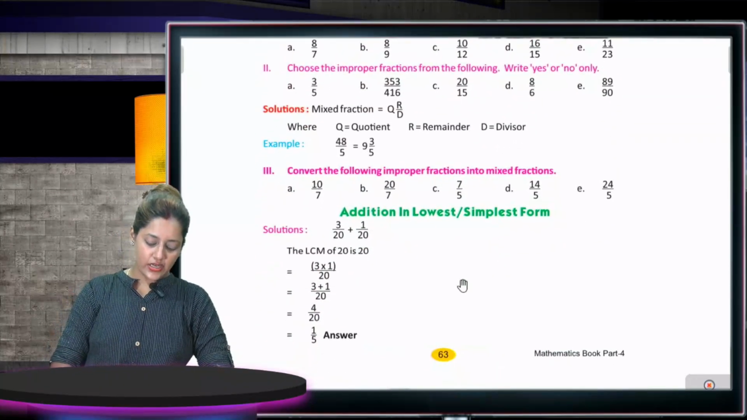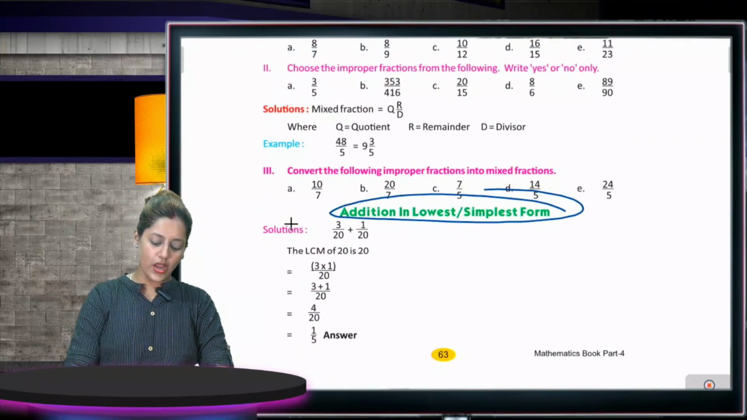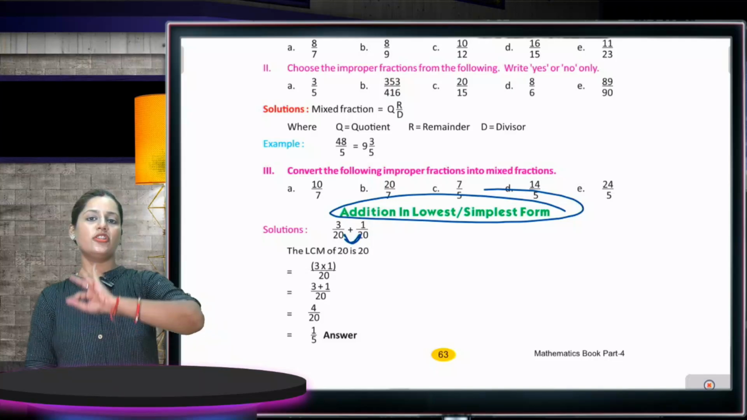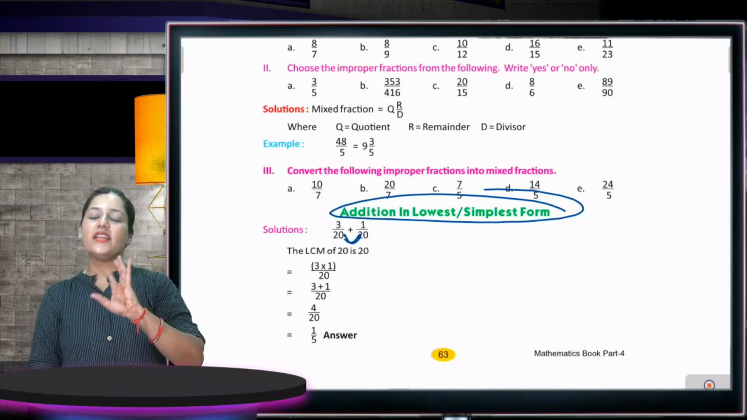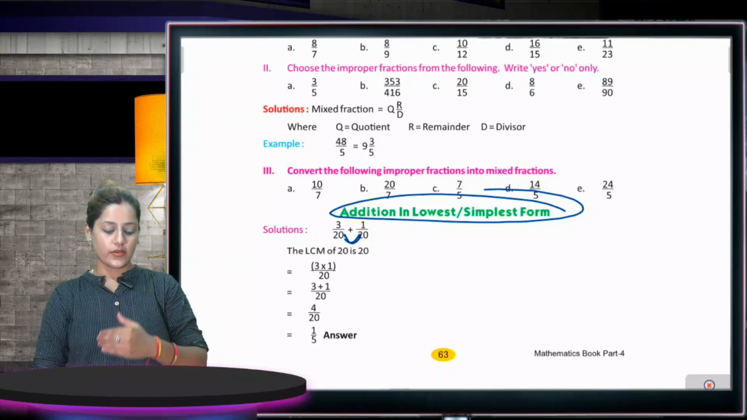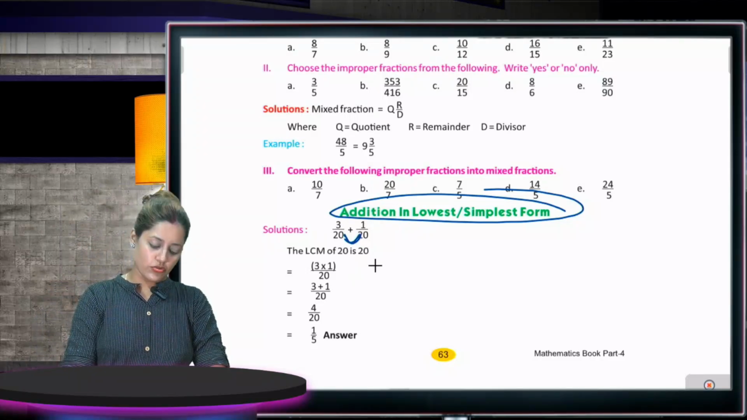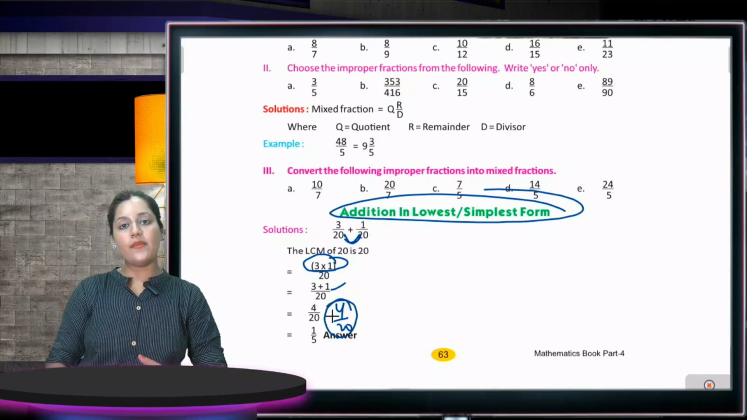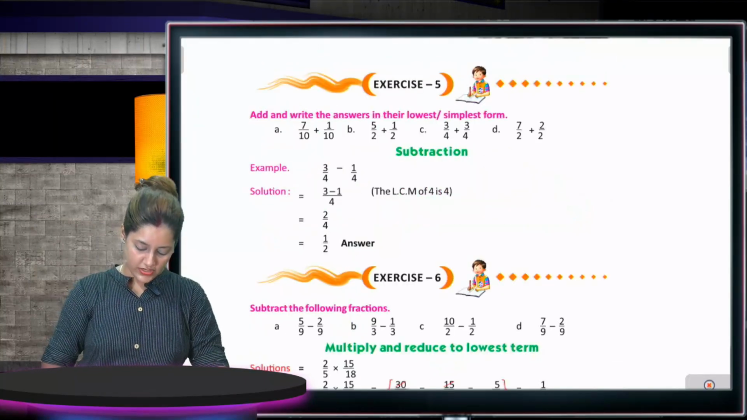Next is addition in lowest or simplest form. So how do we add them? Simply, first you have to check the denominator. If the denominators are equal, then you simply add the numerators. But if the denominators are not equal, first you have to make the denominators equal. Like 3 by 20 and 1 by 20. Simply add 3 plus 1, that is 4, and the denominator is the same, so the answer is 4 by 20.